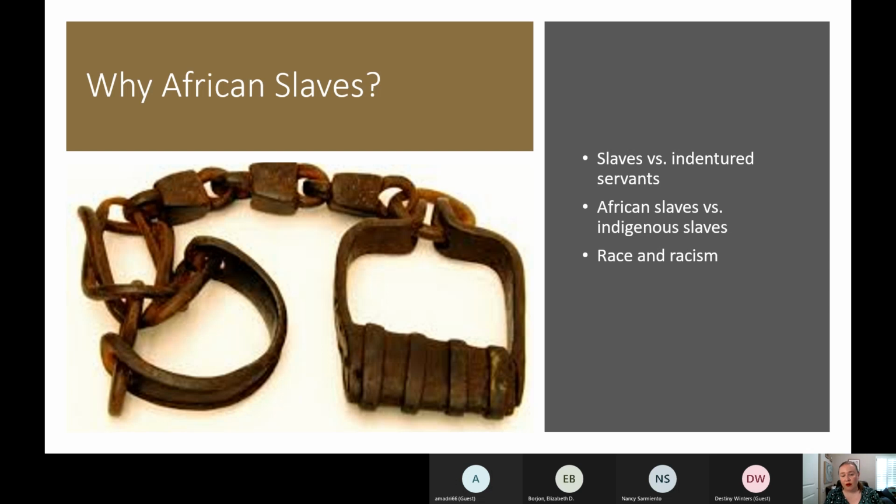And as you guys wrote about for your short essay, right, what was the solution that many people first tried to turn to? Remember, you just turned in your short essay. I'm working on grading them right now. What was it about? What type of worker? It was an indentured servant. Indentured servant, right.